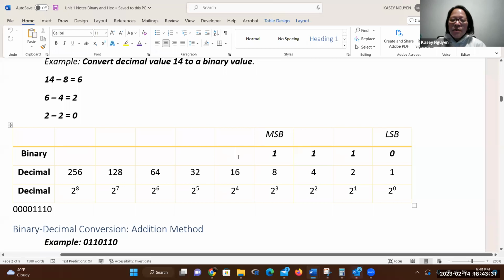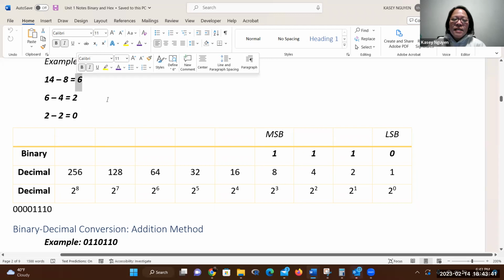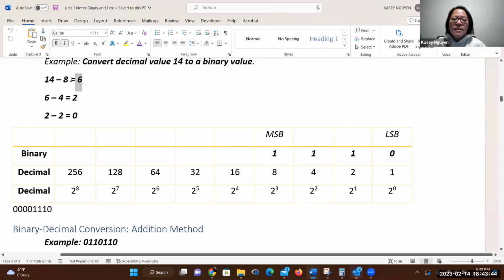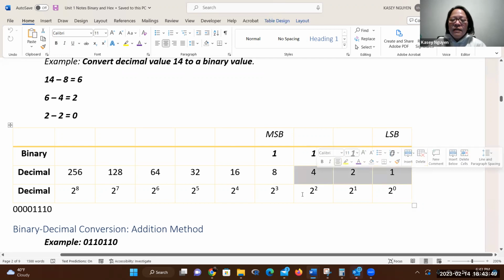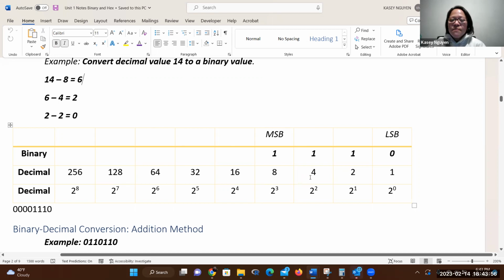This will be 0, right? Because it's too large. So as I subtract 8, I put a 1 on the top. And so that means that I'm left with 6. 14 minus 8 is 6. Then I look at the scale again. What other number can I subtract from 6? I know that's 4. So I would take 6 minus 4, and as I subtract it, I put a 1 at the top. So I'm left with 2.